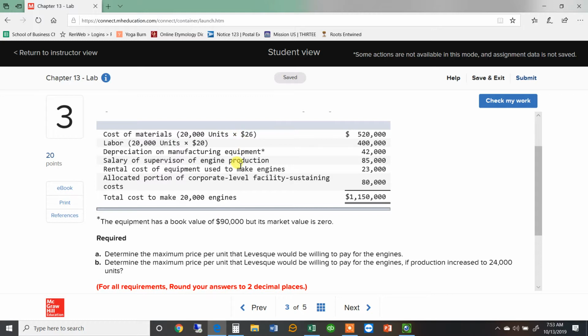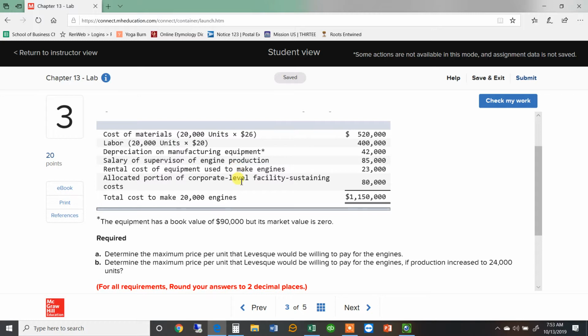Now the salary of the supervisor, if I stop making engines, I won't need to pay a supervisor anymore. So this is a relevant cost. The rental cost of equipment used to make engines, I will no longer need to rent this equipment. So this is also a relevant cost. If I'm making engines, this is relevant. If I stop making engines, this goes away. So that means that this cost is relevant to my decision.